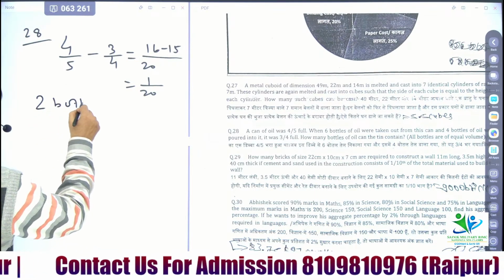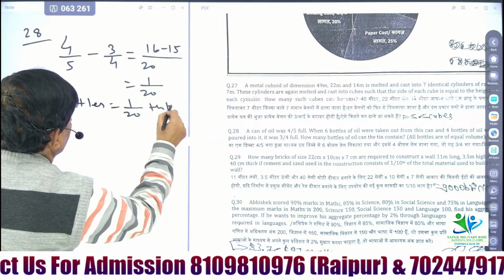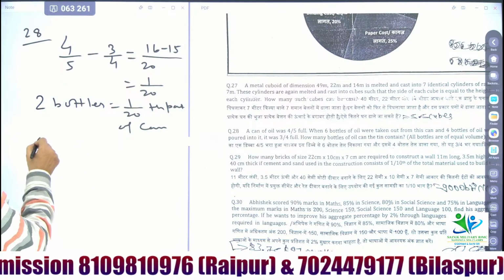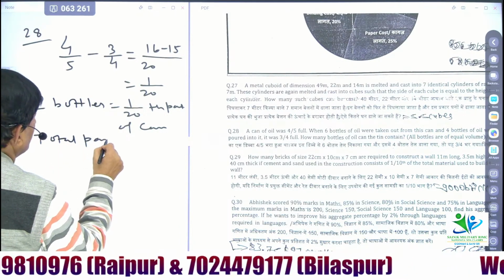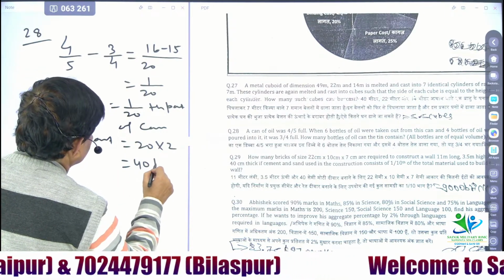bottles is equal to 1/20th part of can, and therefore total part is equal to 20 into 2, that is 40 bottles.